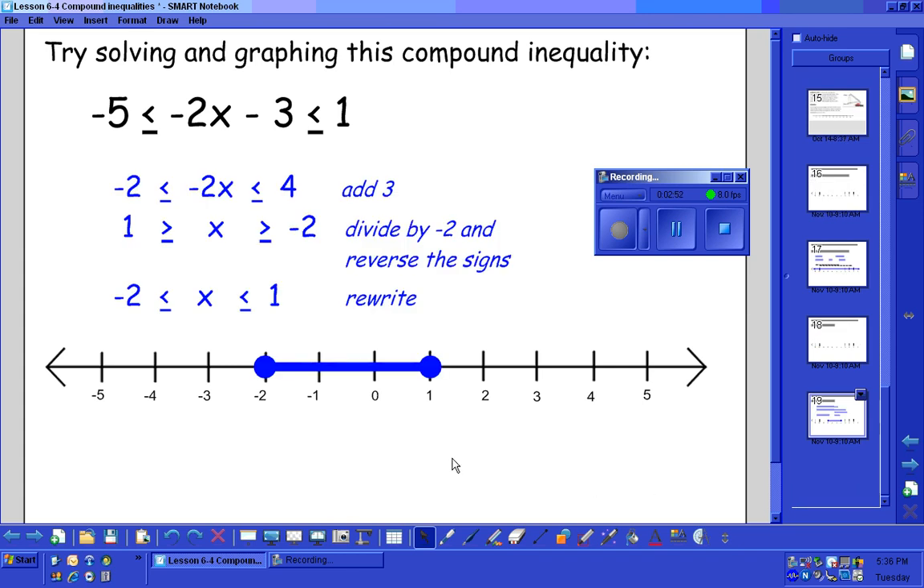And here is your solution. Add 3. Divide all three sides by -2. Notice that that does reverse the inequality symbols. You can rewrite that so it makes a little bit more logical sense, and then the inequality would run from -2 through +1.